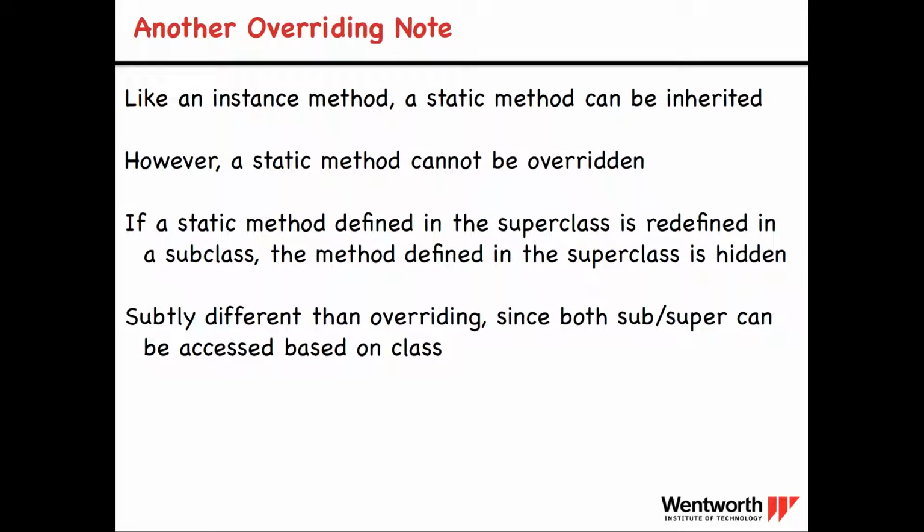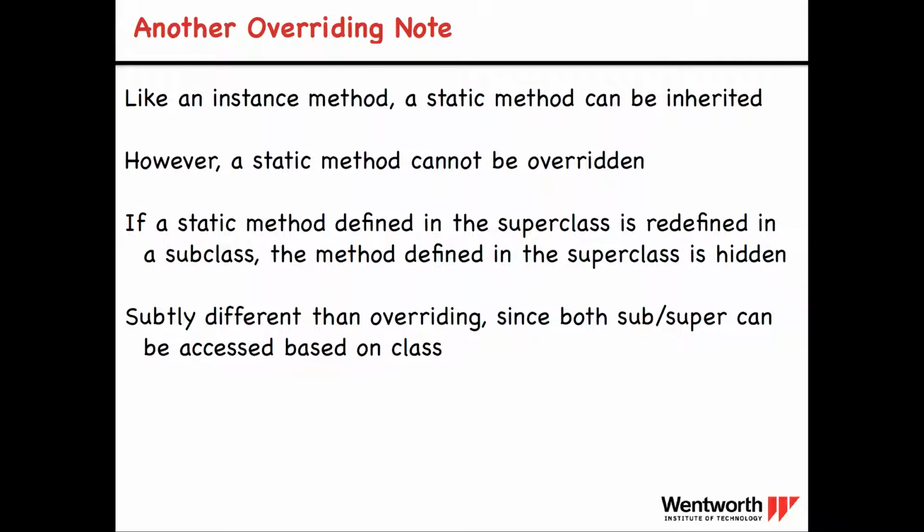Like instance methods, static methods can be inherited. Remember what static means. Static means there's only one that exists for any of the object. It's sort of a per class thing, not a per object thing. But static methods can't be overridden, so they can be inherited. So a subclass can use it, but they can't be overridden. So if you have a static method defined in a superclass, and then you redefine it, you write it again in a subclass, then you hide the one in the superclass. There's this sort of hiding going on.